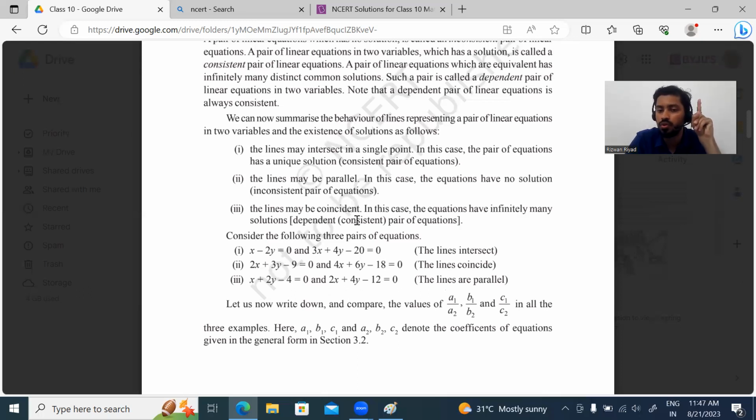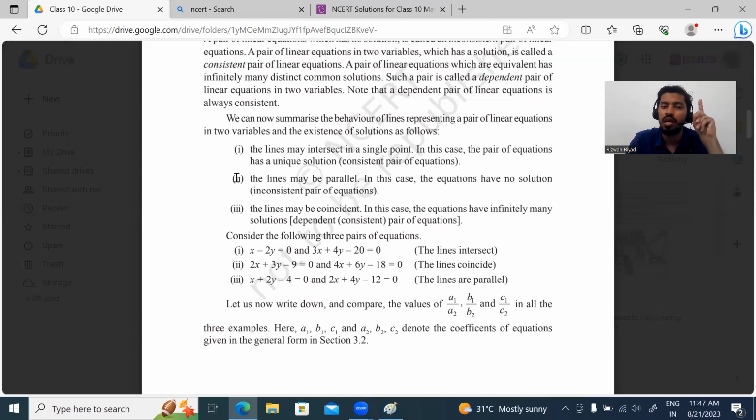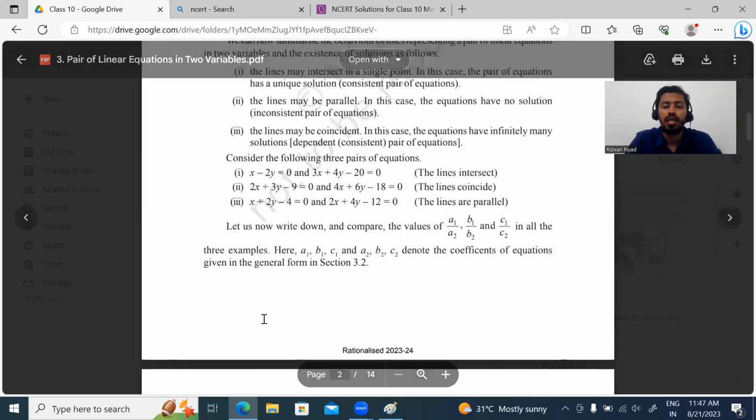Consistent means at least one solution. If it has infinitely many solutions, definitely you will find at least one solution. So these two are consistent, the first and third case, because they have at least one solution. And the second case, it's parallel, it has no solutions, so it's inconsistent. So these three are the possibilities. Now you can see the examples here.